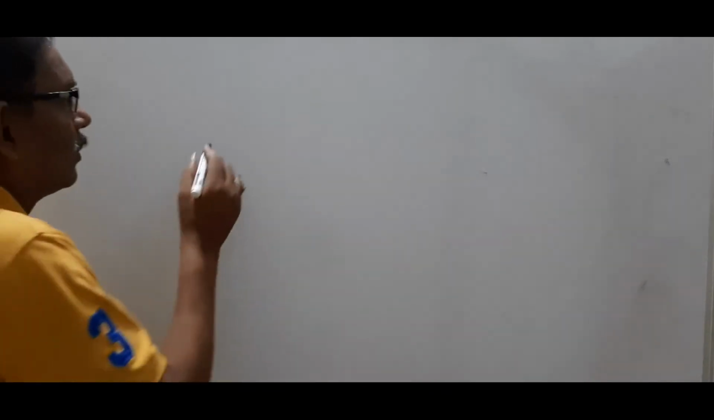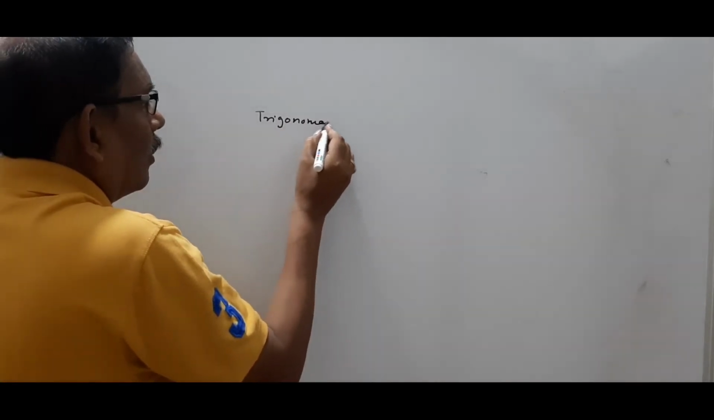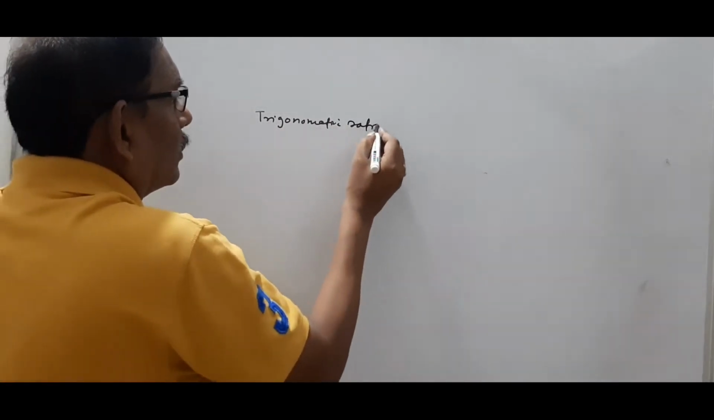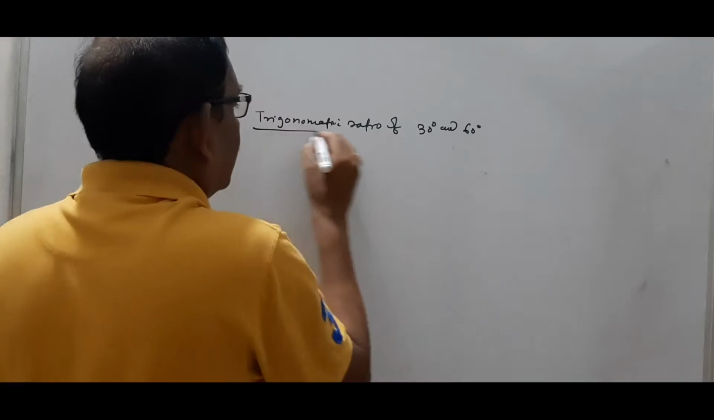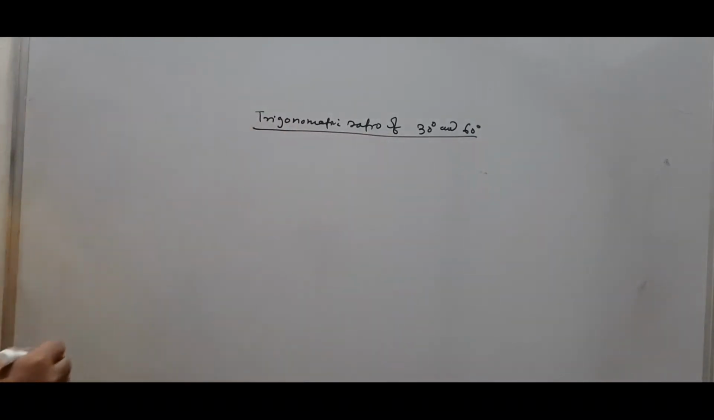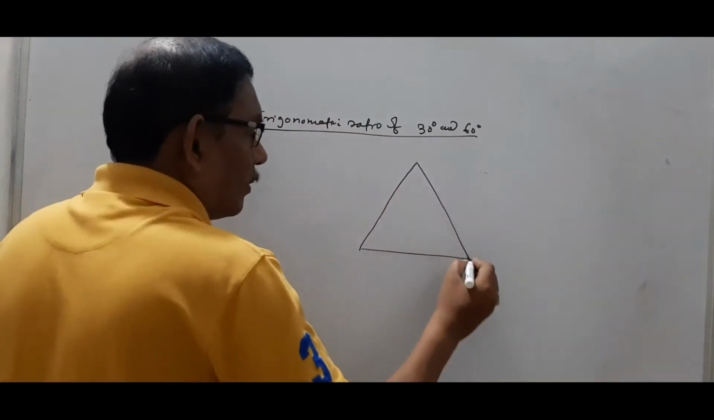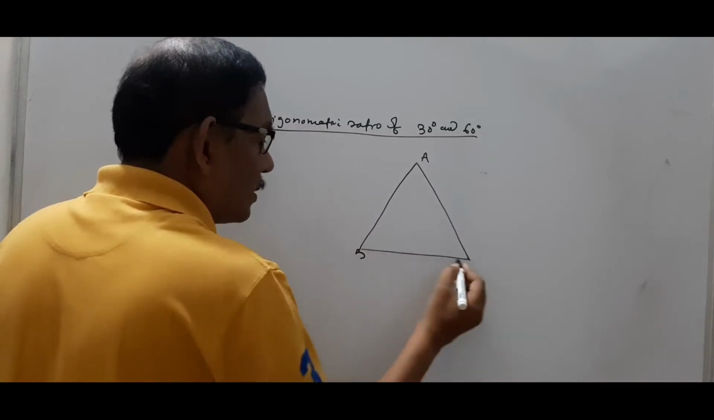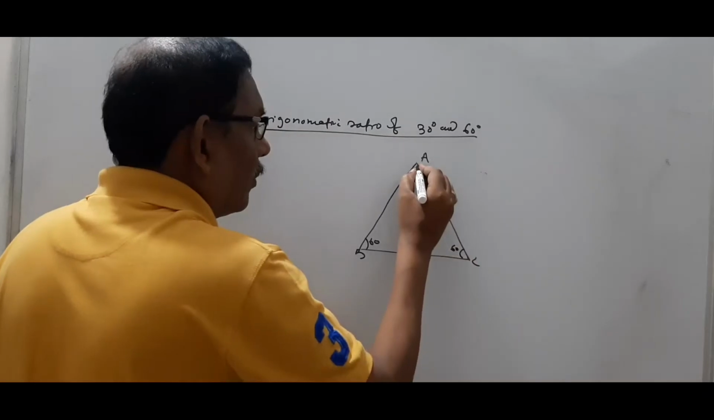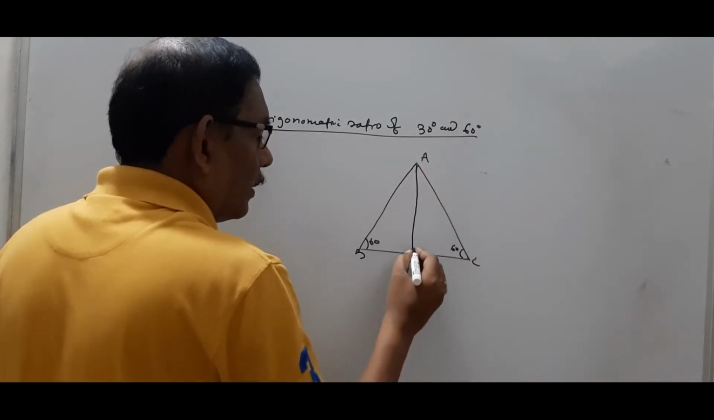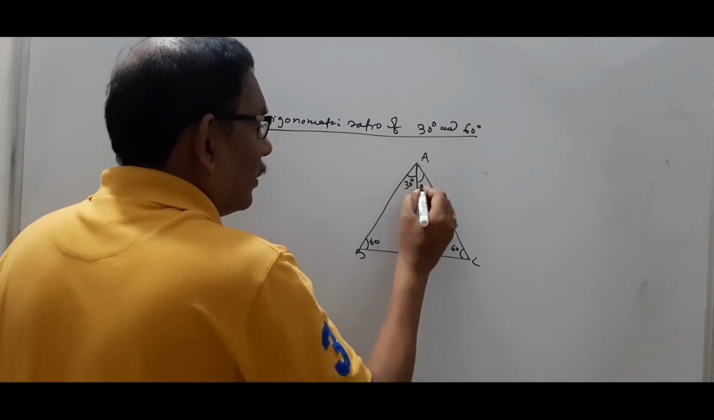So first, the ratios of 30 degrees and 60 degrees. For this, draw an equilateral triangle ABC. This is your 60 degrees, and this is your 60 degrees. Now, draw a perpendicular here. It is your 90 degrees, so this is your 30 degrees, and this is your 30 degrees.